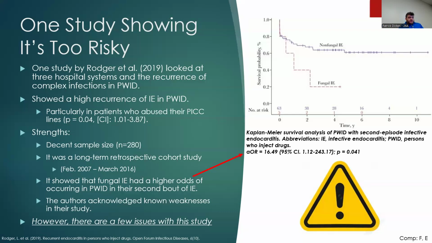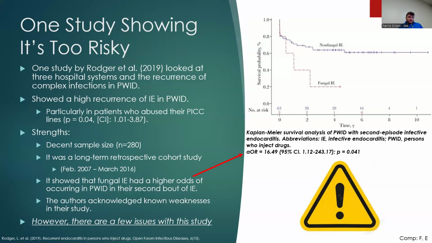Some strengths: it had a decent sample size. It was a long-term study, and it showed that fungal infective endocarditis had higher odds of occurring in people who inject drugs in their second episode of infective endocarditis. And they acknowledged their weaknesses in the study as well.